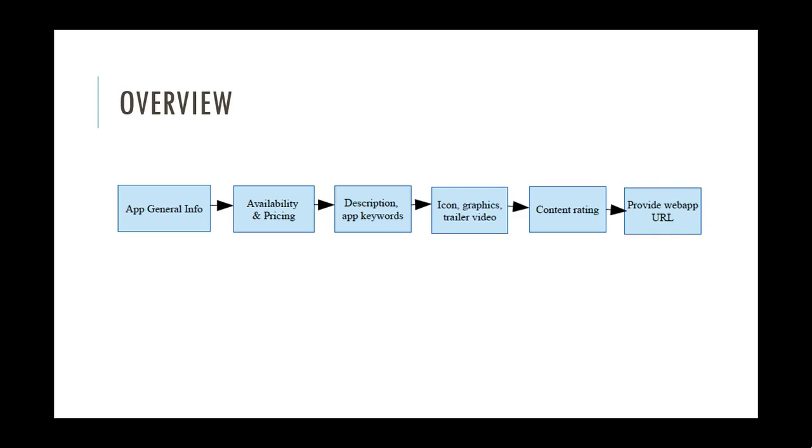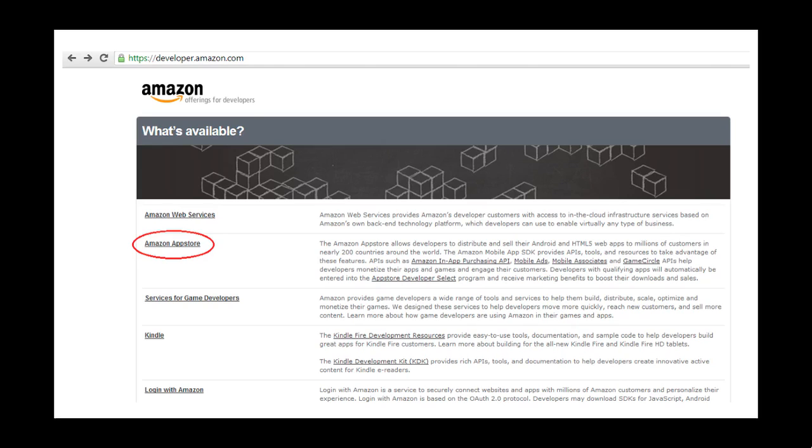You'll move on to enter description, keywords for your app, and all of the multimedia assets, the icon, screenshots, and the trailer video. You have to specify the content rating of your app, and lastly provide the URL of your web app along with some other last details.